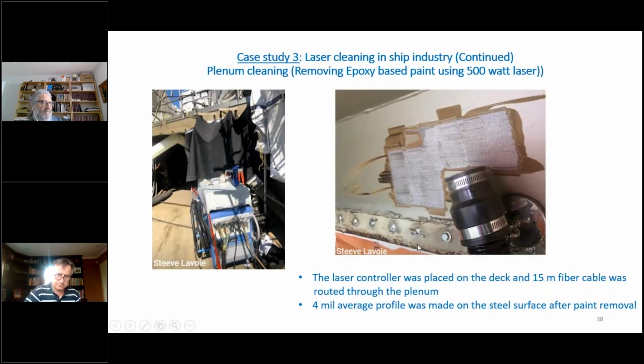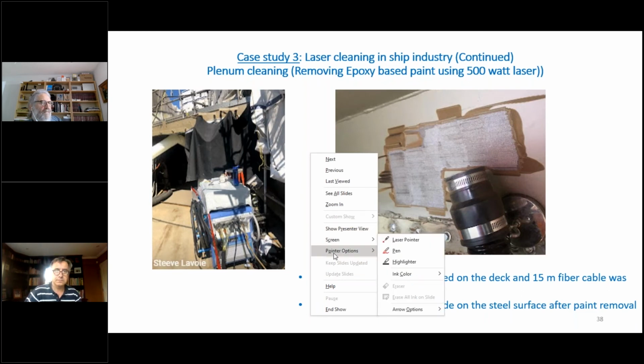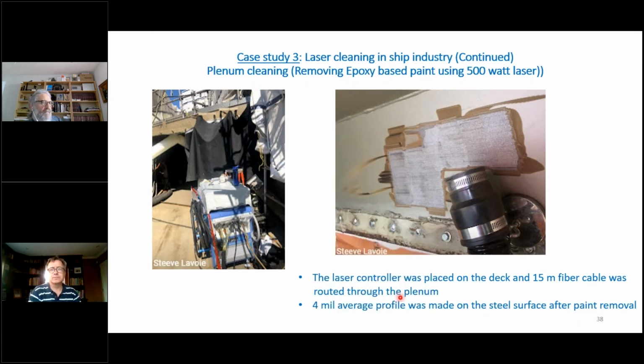The first operation was done with the 500 watt laser. This operation shows the 500 watt laser is outside on the deck, and then there was a 15-meter fiber cable that was routed through and cleaned some paint. And also they wanted us to make a 4 mil average profile on the surface. So we were able to do that. Not only clean the existing paint, but also make a 4 mil average profile.